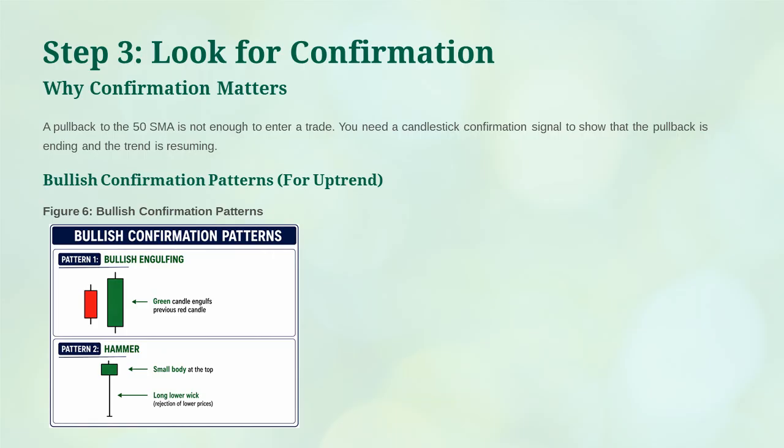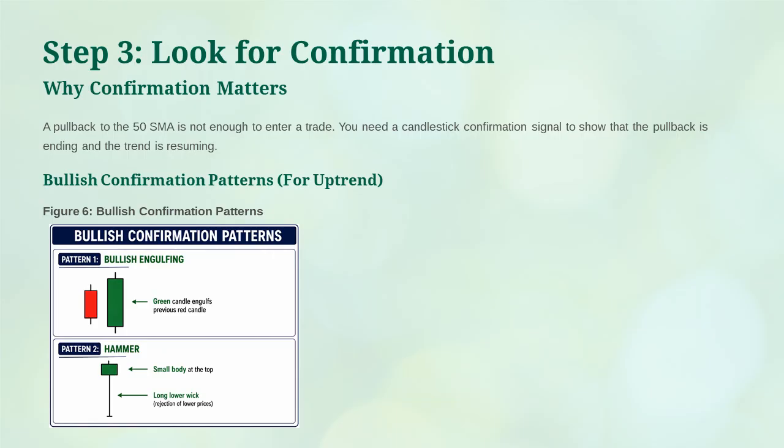This shows buyers are taking control. A hammer. A candle with a small body and a long lower wick. This shows sellers pushed price down, but buyers pushed it right back up. Rejection. A piercing pattern. A green candle that closes more than halfway into the previous red candle.